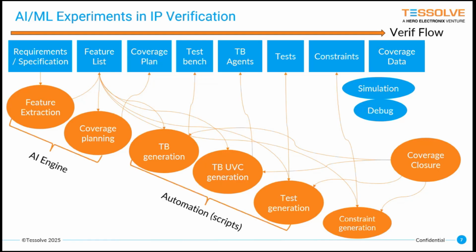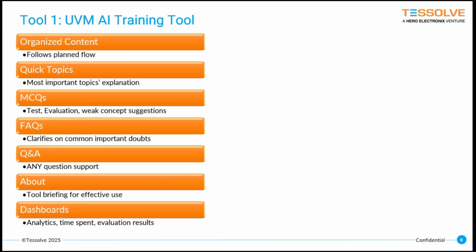Here we are trying to generate the UVM test benches with the help of automation. Here we are using generative AI models. So this is how we have divided the flow into two categories. Somewhere automation works better, somewhere we are using the AI engines. Now we are talking about the three tools which I listed initially.